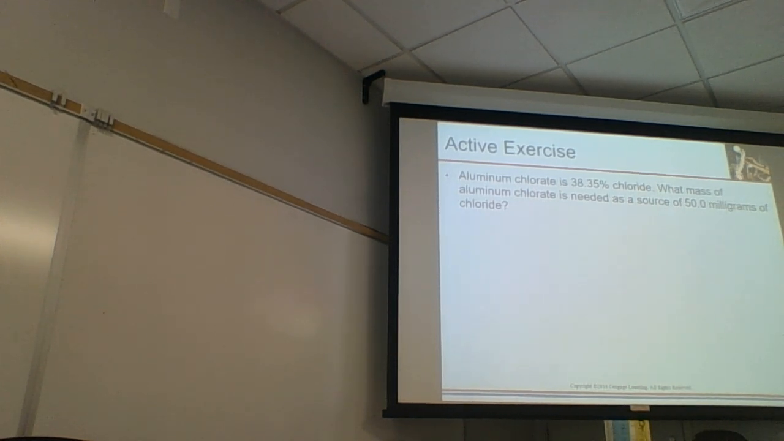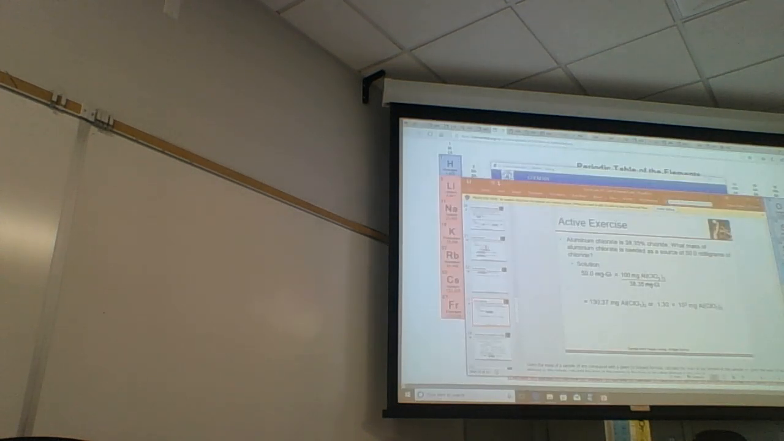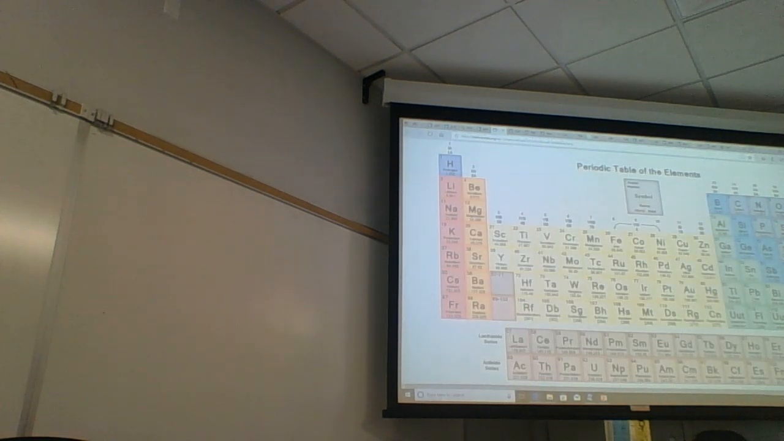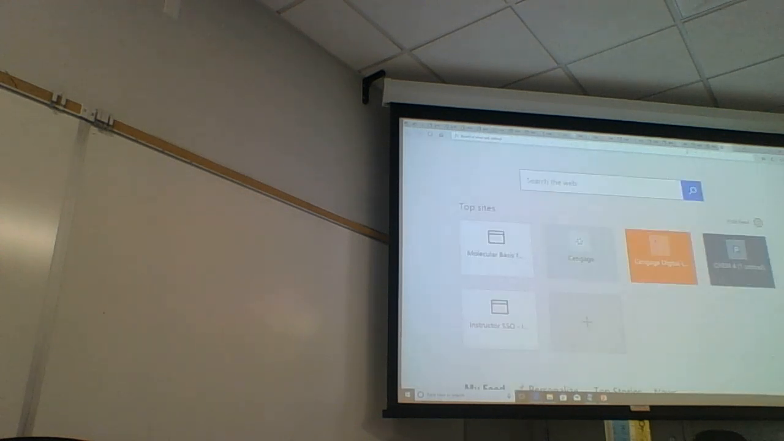All right, we can use the percent by mass composition. Sometimes you can figure it out if you know the formula. But sometimes you can find percent mass composition on sites, for example, aluminum chlorate. Aluminum chlorate, they're saying, is 38.35% chlorine.